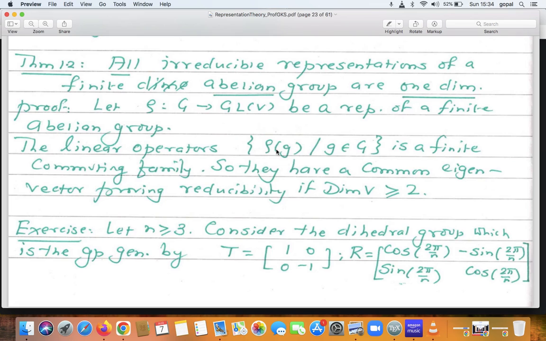Here, because the base field is complex, we have this. This is true, that the linear transformations form a commuting family. They have a common eigenvector V naught, and therefore the eigen subspace will be fixed by all these operators simultaneously.